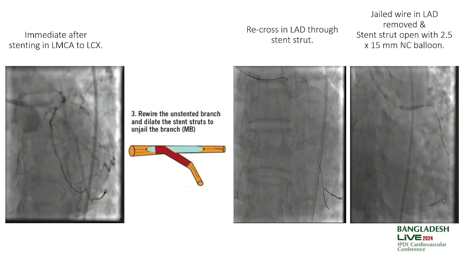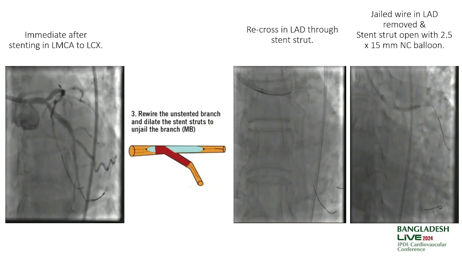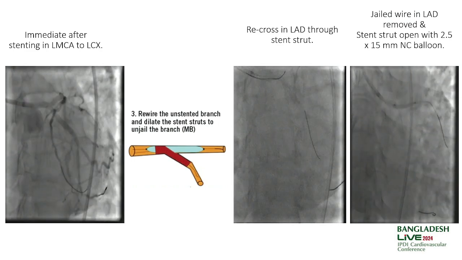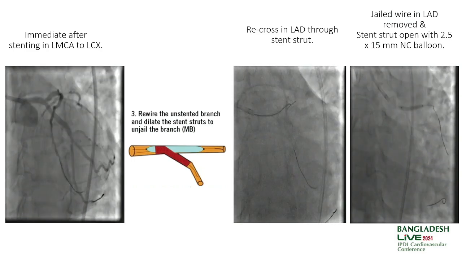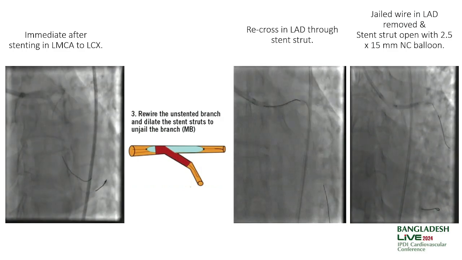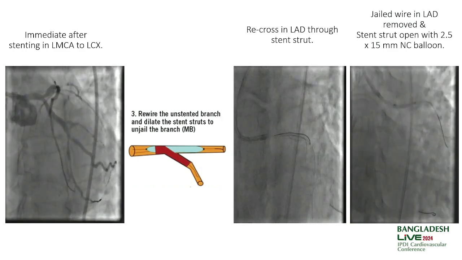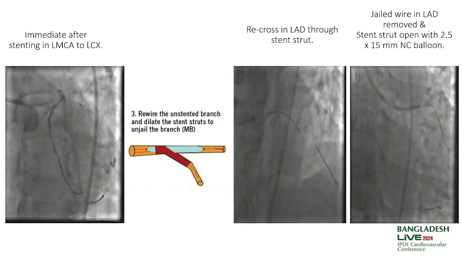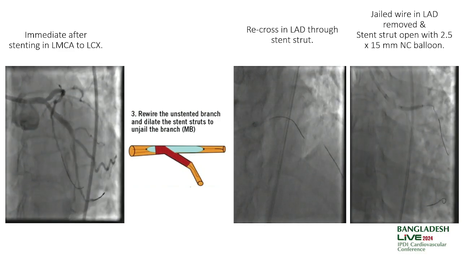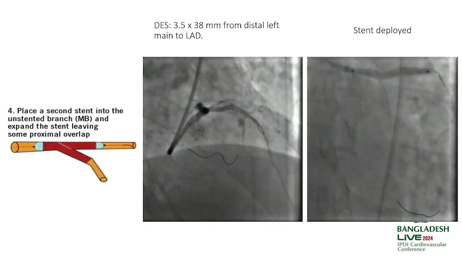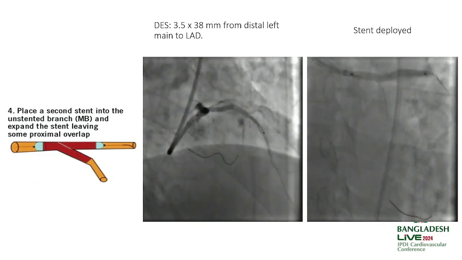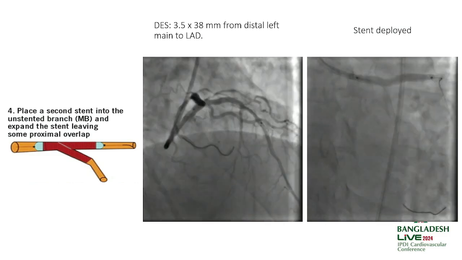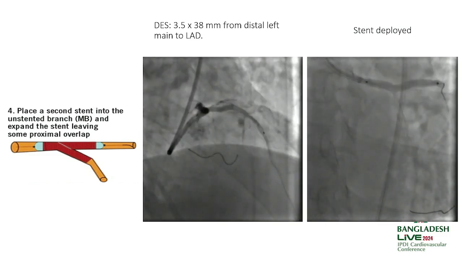Immediately after the stent, you can see the ostial LAD is slightly pinched, and rewiring is done through the stent struts. Recross the LAD, and remove the jailed wire in the LAD. The strut is opened. This is the third step. Then a drug eluting 3 into 38 millimeter LAD stent is placed from the left main to LAD. Stent is deployed.